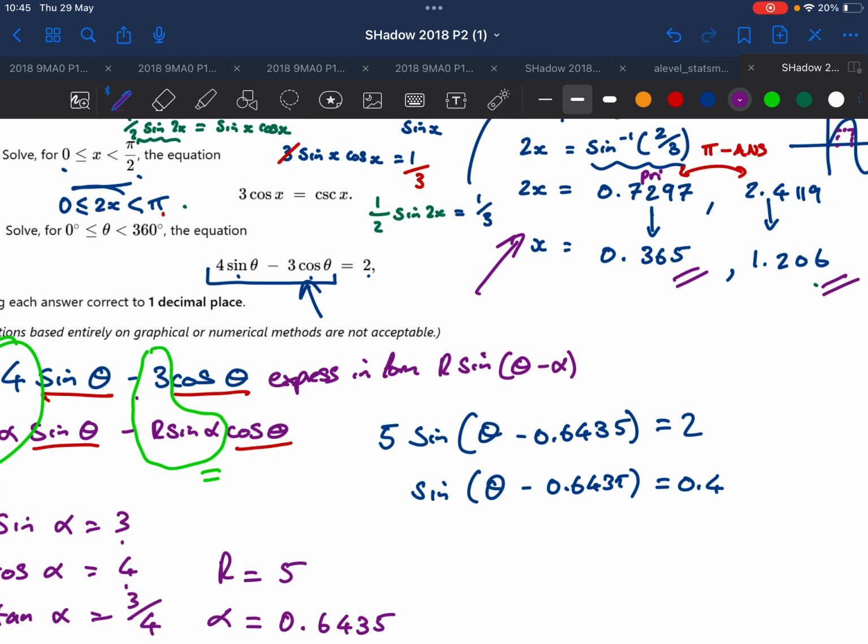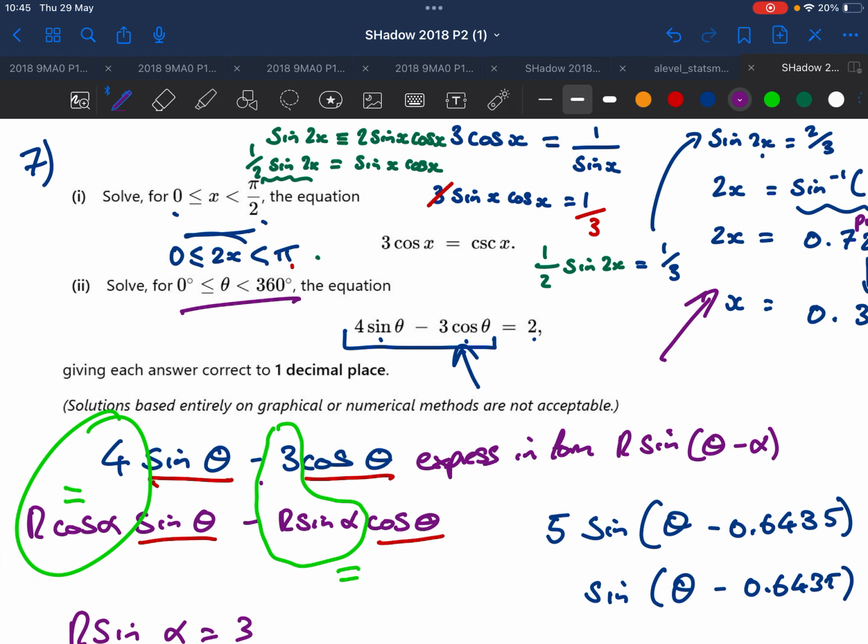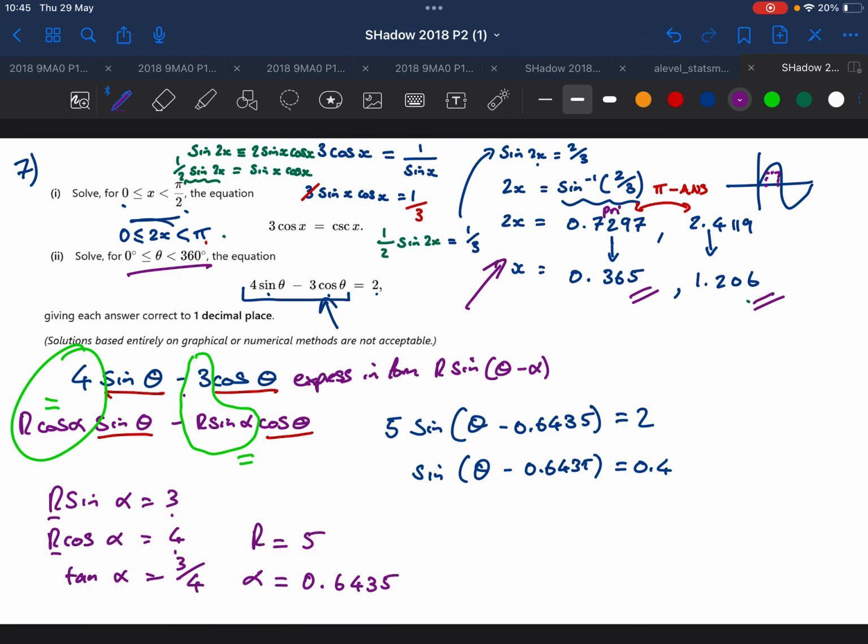It's just a regular sine. It's not sine 2x, and it's between 0 and 360. Interesting that that's got that in degrees, even though we're working in radians. That is a bit strange. How do I want to handle that then?